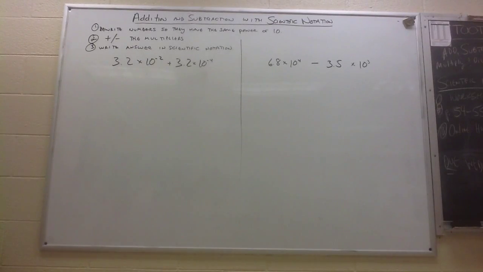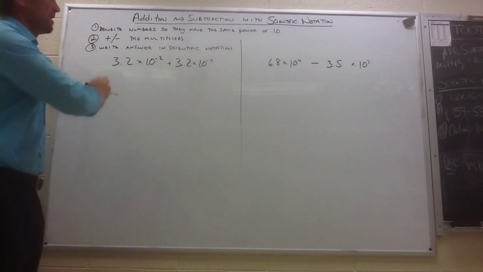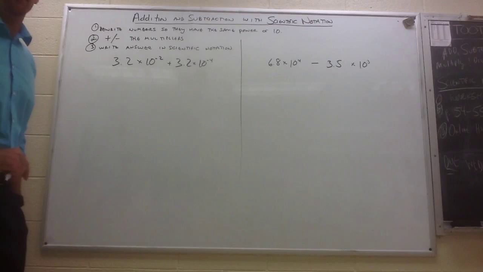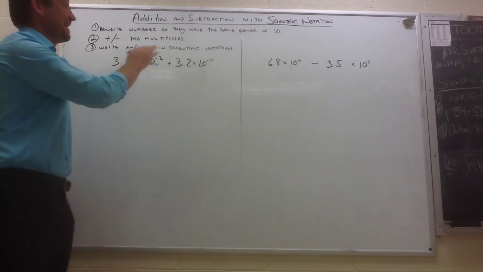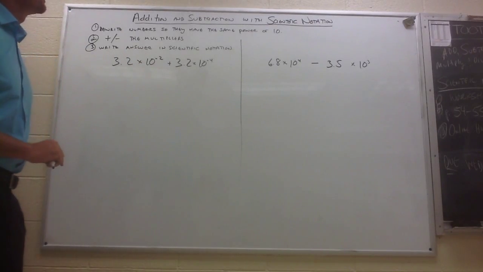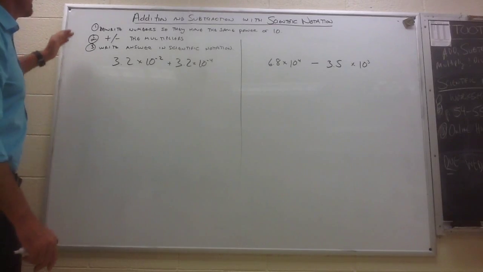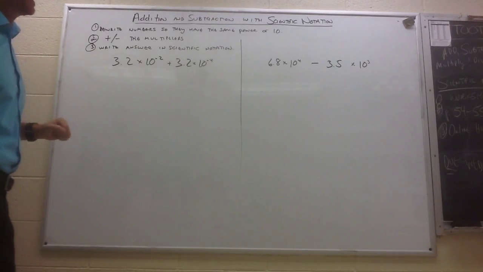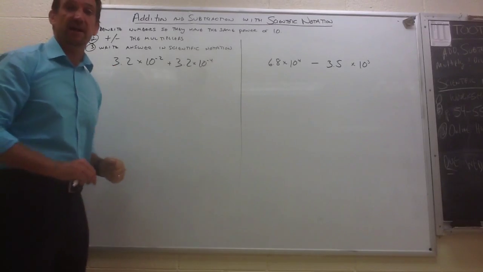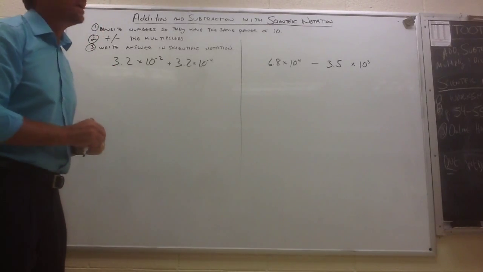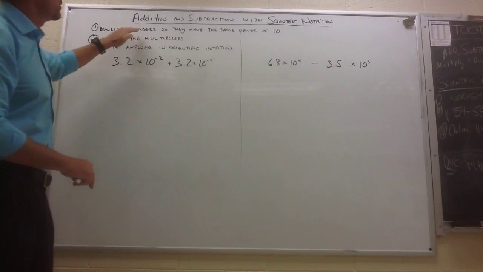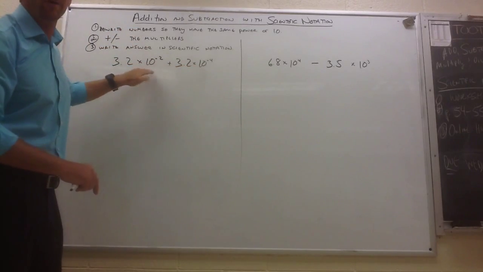Okay, yesterday in class we were talking about how we could multiply and divide numbers that are written in scientific notation, and today we're going to talk a little bit about adding and subtraction with scientific notation. Basically, it's a three-step process, and I listed them here on the board for you. The first thing you have to do when you're adding or subtracting numbers in scientific notation is make sure that you have the same power of 10.